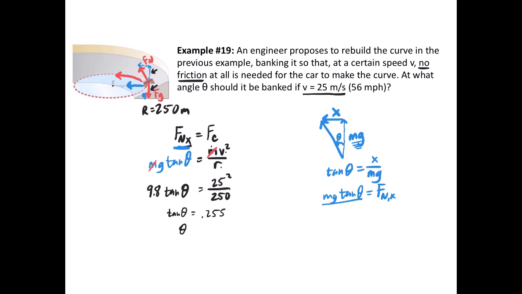And now we can do the inverse tangent of both sides, and we get about 14 degrees. 14.3 is what I got here. I guess I only have two significant figures up there, so I'm going to leave it as 14 degrees. There we go. We found the angle.